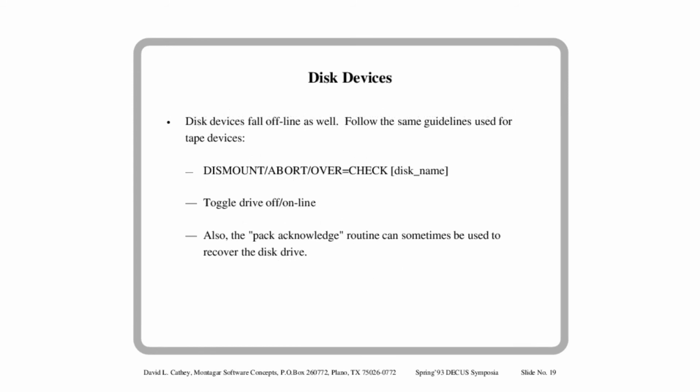Actually, disks are very similar. A lot of times, with dismount/abort, you want to specify /override equal checks. Otherwise, you will not get a dismount abort. It'll fail because there are currently files open on the volume. So you have to specify override equal checks. Again, toggling the drive on and offline, getting the hardware to try to signal that the drive is on and offline. And yes, also the PAC acknowledge routine. Instead of specifying a tape drive, put the disk drive name in there to assert that the drive is PAC acknowledged. A lot of times this will get the drives back online again.